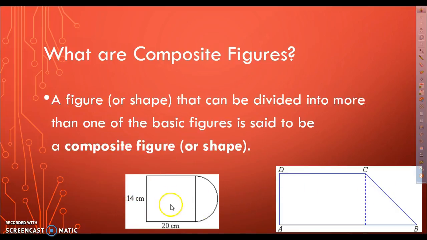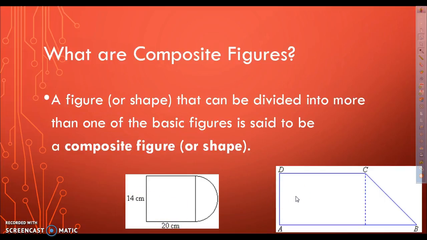So for example, in this one on the left, we have two different shapes in here. We have a rectangle, and this is not a square because these sides are not congruent. So we have a rectangle right here, and we do have a semicircle right here, so half a circle. So we can find the area of this using the area of half a circle. So that would be pi r squared times 1/2. And then we can also find the area of a rectangle over here using width times length.